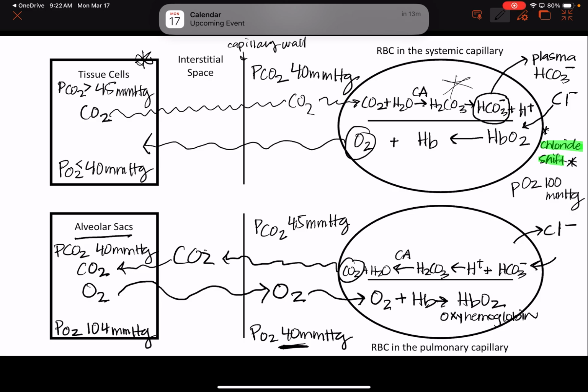Okay. Is it still considered a chloride shift when you were? Yeah, either direction. It's still a chloride shift, yeah. And this would be like a written question.